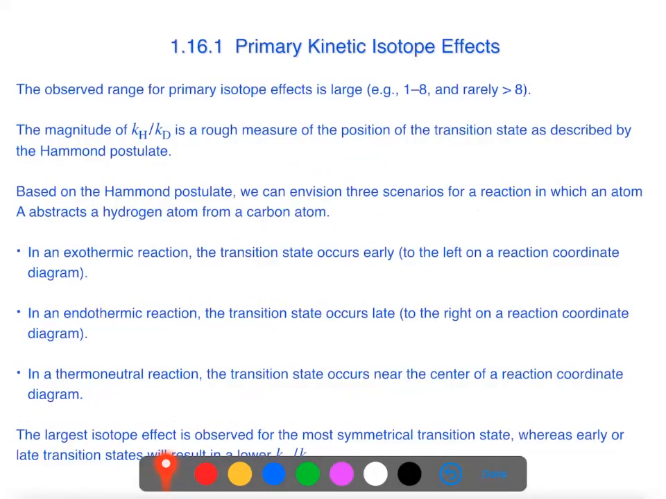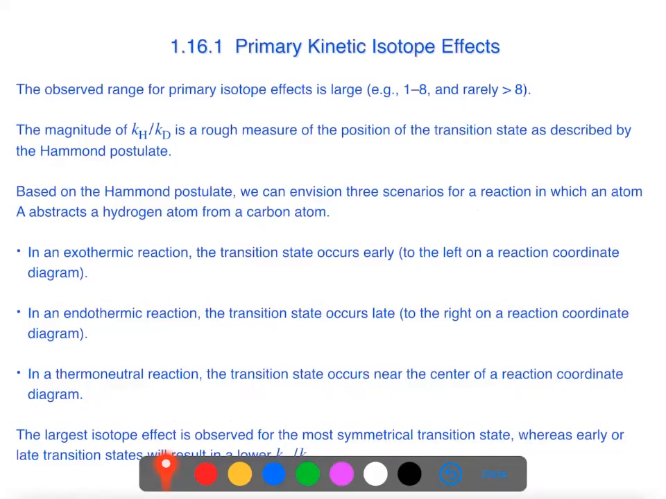So the observed range for primary isotope effects is large. For example, it can be as small as 1 and as great as 8, and rarely is it greater than that value. Now, the magnitude of the ratio of those two rate constants is a rough measure of the position of the transition state as described by the Hammond postulate.